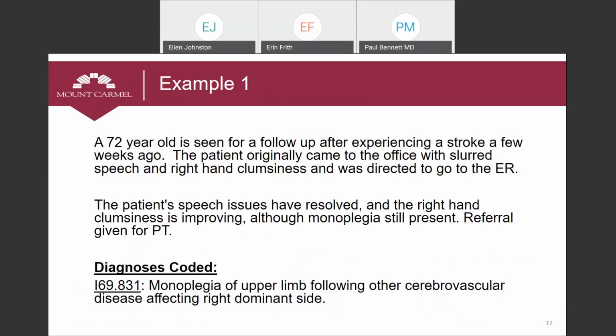Example 1 is a 72-year-old who was seen after experiencing a stroke a few weeks ago. She originally presented to the office with slurred speech and right hand clumsiness and was directed to go to the ER. The patient's speech issues have resolved and her right-handed clumsiness is improving, although slight monoparesis is still present. A referral to PT was given. The correct diagnosis code in this scenario would be I69.831, monoplegia of upper limb following other cerebrovascular disease affecting the right dominant side. For your information, the ICD-10 coding index does not distinguish between monoplegia and monoparesis.